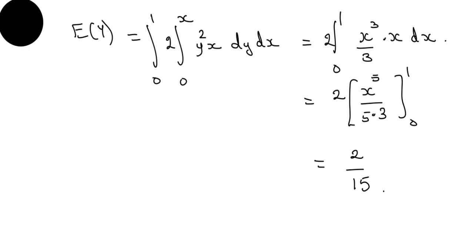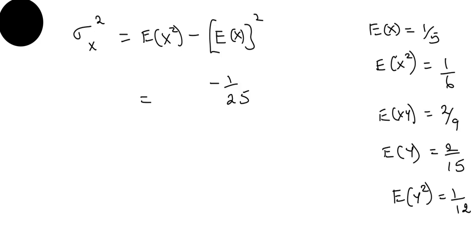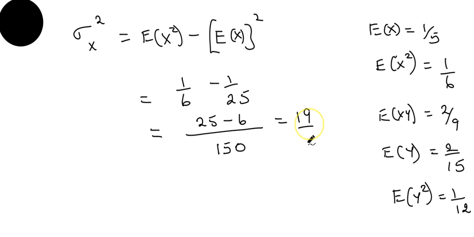E of y is 2 by 15, E of xy is 2 by 9. So E of x squared is 1 by 6. When I take, I will have 6 into 25. Both are relatively prime. So 6 into 25 will give me 6 5s are 30, 12 plus 3 is 15. I will have 150. So I will have 25 minus 6, this value turning out to be 19 by 150.